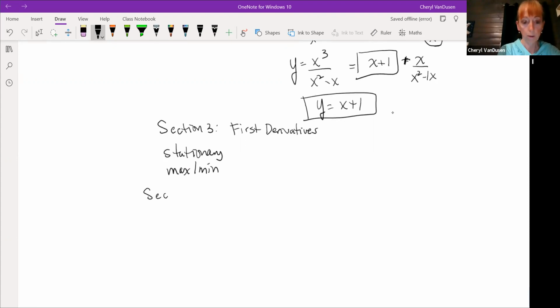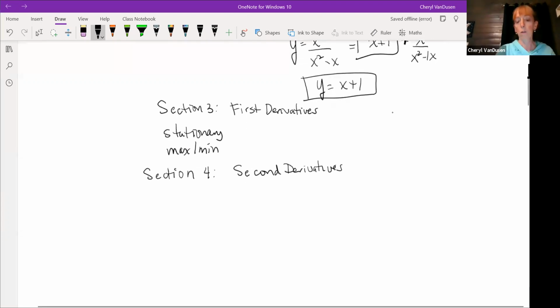Okay, so section 4. We haven't done a lot of work on second derivatives to this point in time, a little bit. Of course, the second derivative is: you have a function, you take the first derivative, then you take the derivative of the derivative. And that's where you come up with the second derivative. Now, we use the second derivative to help us to figure out whether the stationary points are maximum and minimum, and whether they're concave up, concave down, etc.